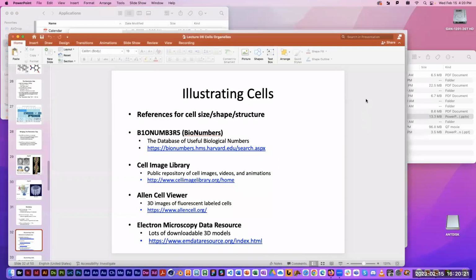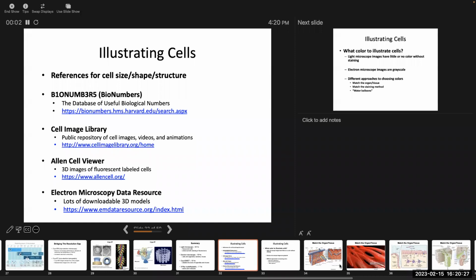All right, well, let me jump back to the PowerPoint. Hopefully this will share properly on Zoom and on screen. All right, that's good.